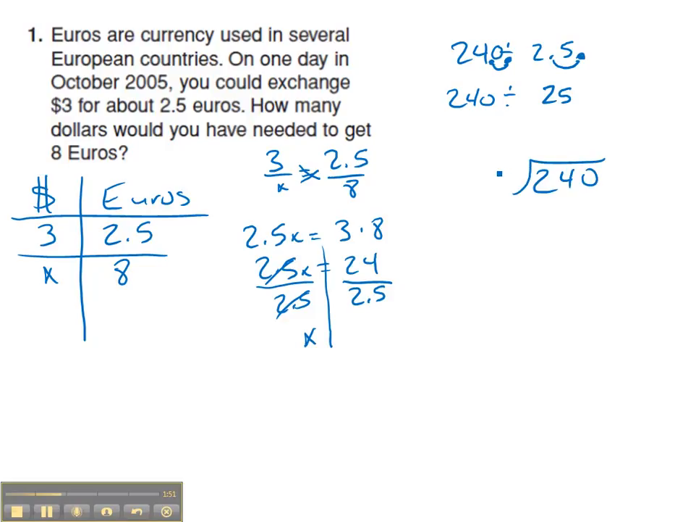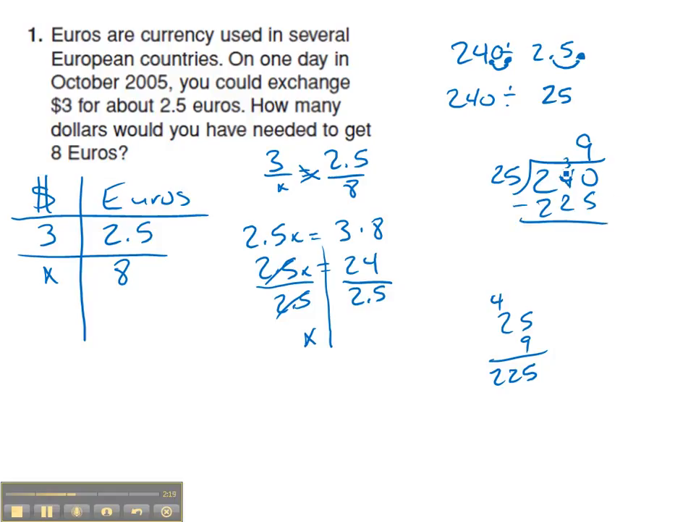240 divided by 25. There are 0 25s in 2, and 0 25s in 24. So I need to figure out how many 25s are in 240. Well, that's so close to 250, and 10 times 25 is 250. It must be 9. Let's see what 25 times 9 is down here. 5 times 9 is 45. Carry the 4. 2 times 9 is 18 plus 4 is 22. So that's 9 times 25 is 225.